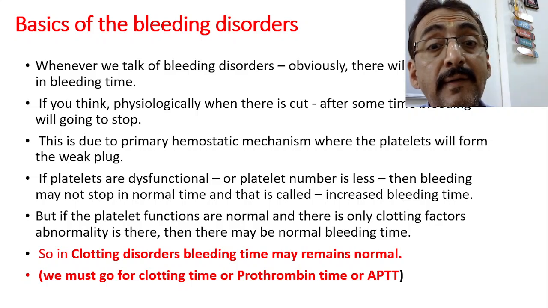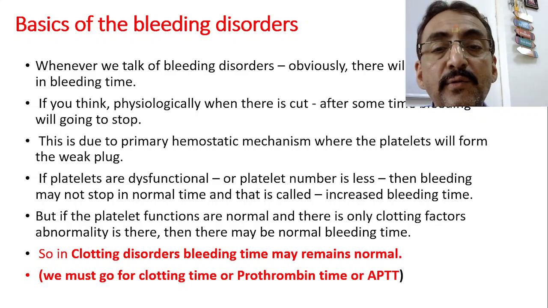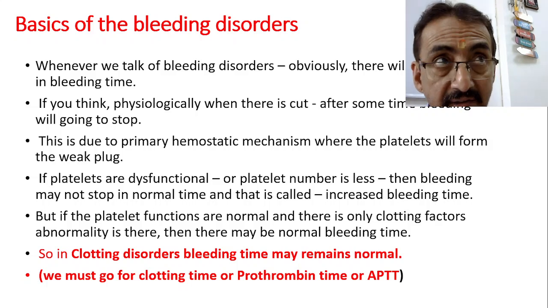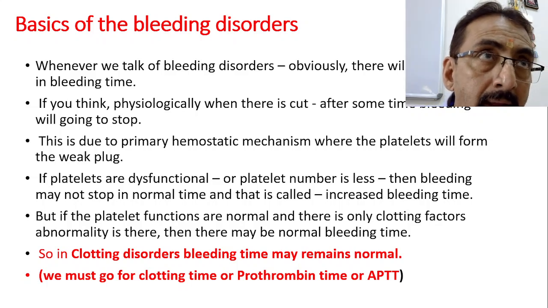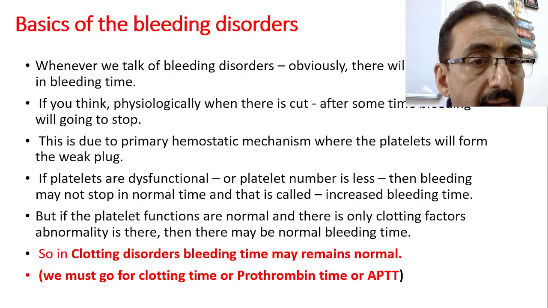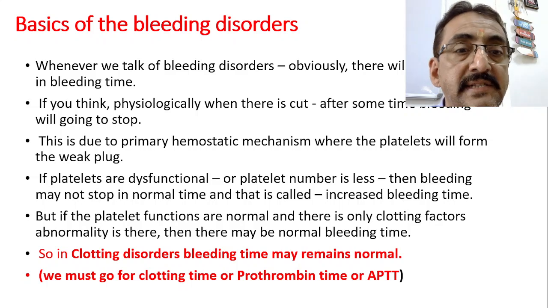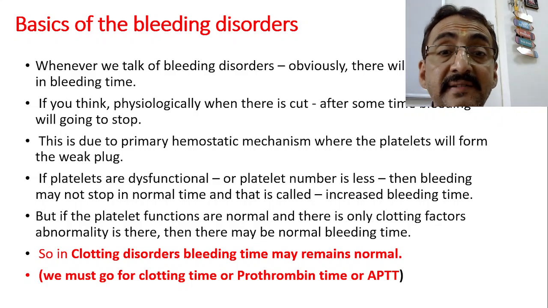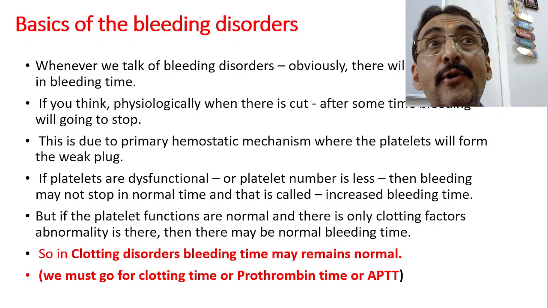But if the platelet functions are also normal, now just observe this sentence again. If the platelet functions are also normal, there is no functional problem as we have discussed so far, and there is only clotting factor abnormality. Okay, the functional part, structural part, quantitative and qualitative part of the platelet is absolutely normal, but still there is bleeding. Then you have to think about clotting factor deficiency. So if the platelet functions are normal and there is only clotting factor abnormality, then there may be a normal bleeding time. Observe this sentence very carefully.